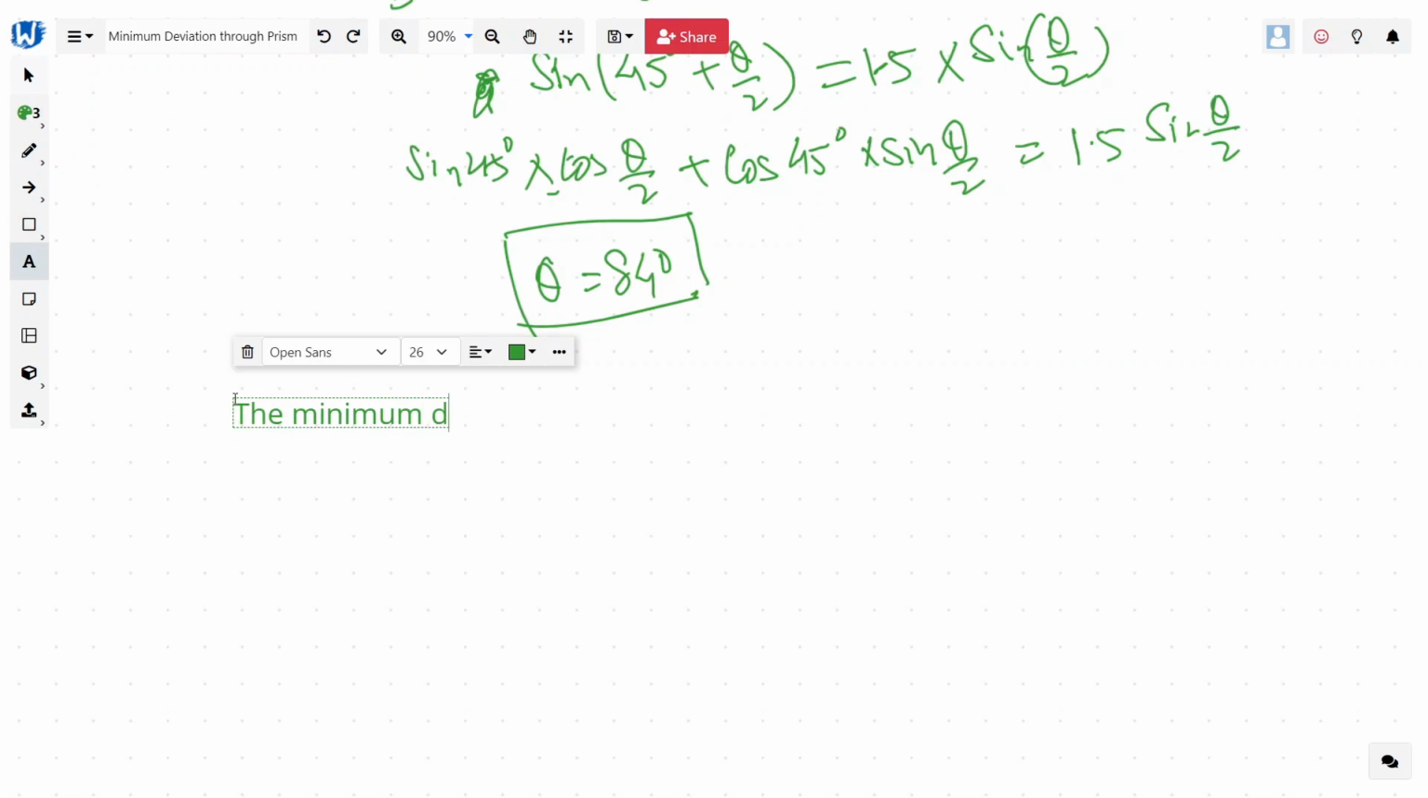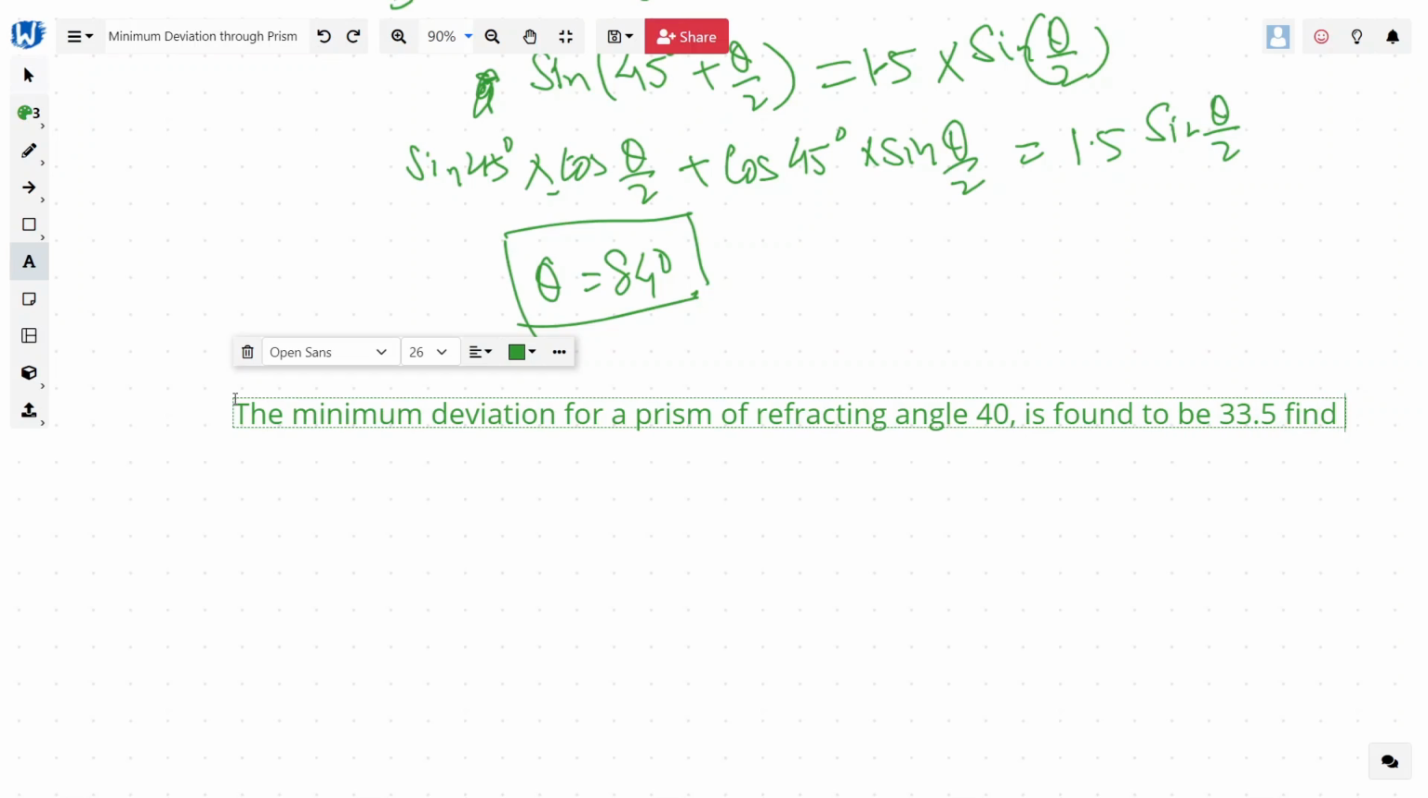The minimum deviation for a prism of refracting angle 40 degrees is found to be 33 and a half degrees. Find the refractive index of the prism.